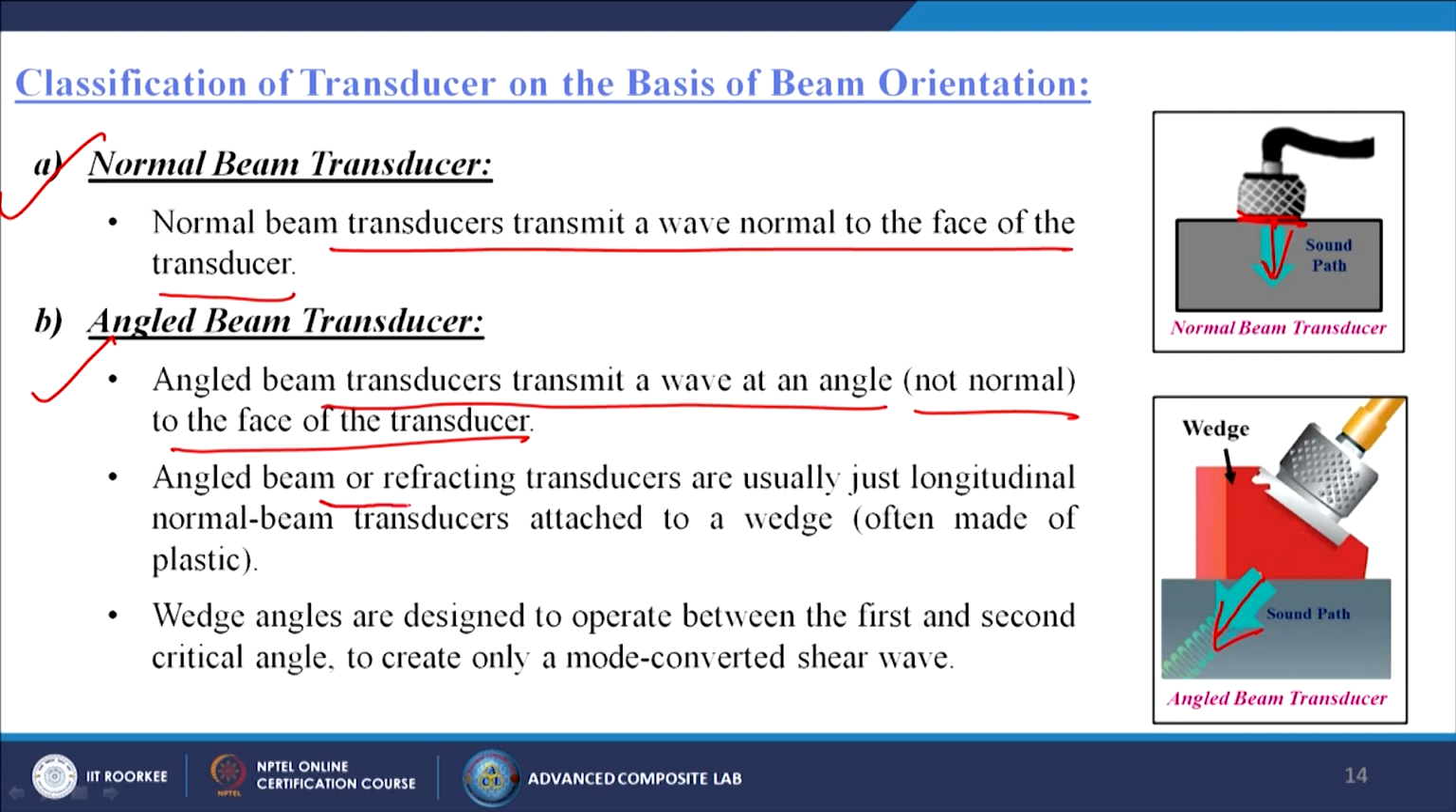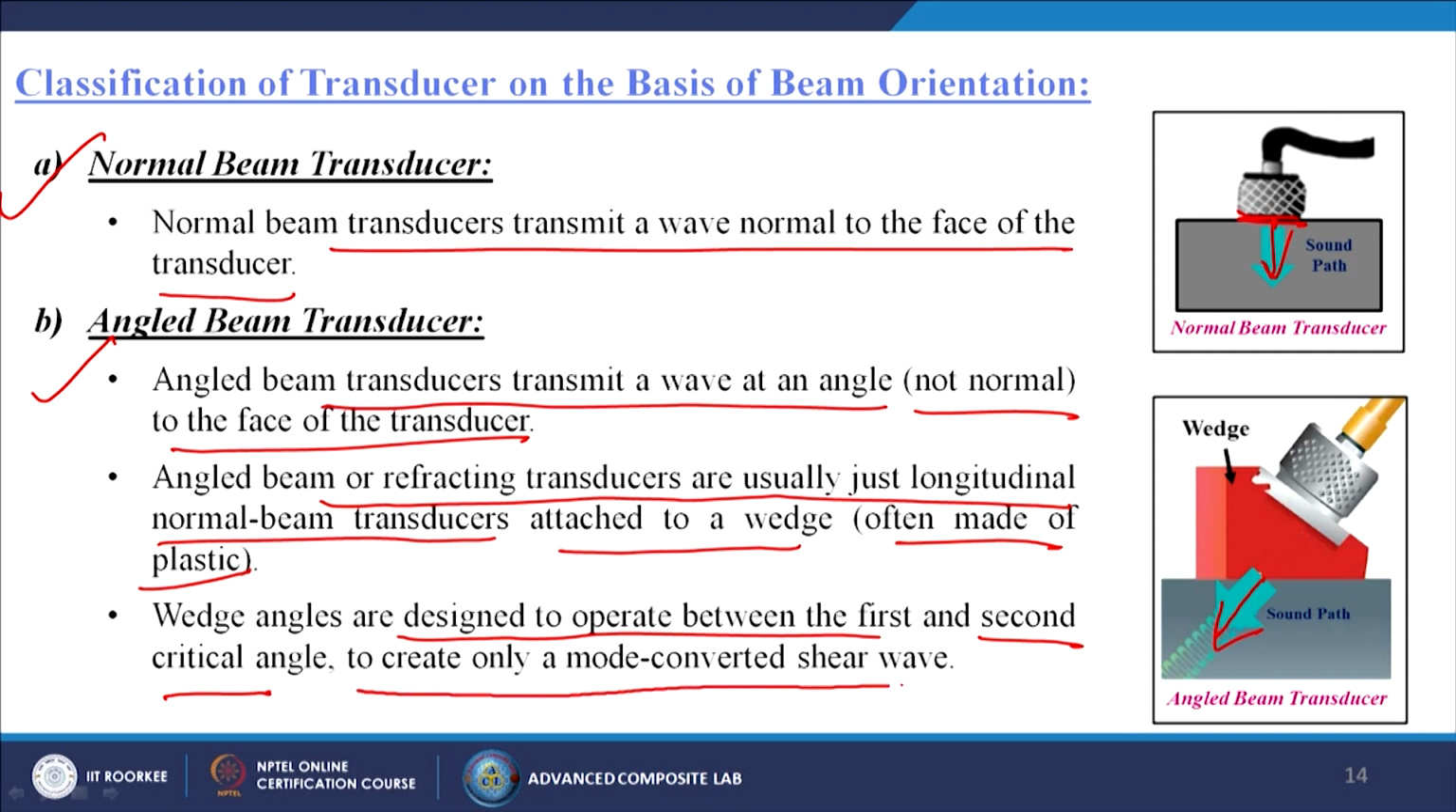Angle beam or refracting transducers are usually just longitudinal normal beam transducers attached to a wedge, often made of plastic. Wedge angles are designed to operate between the first and second critical angle to create only a mode converted shear wave.